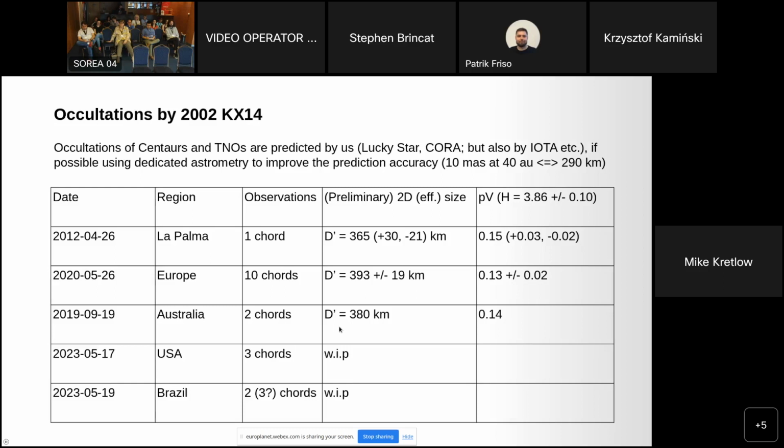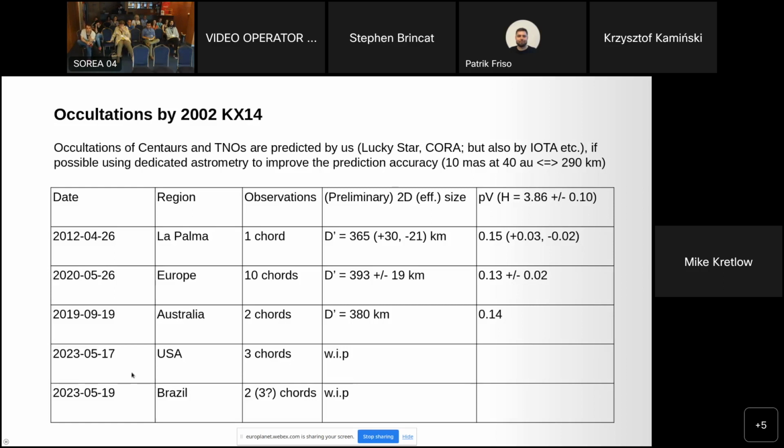And very recently, that's the reason why I'm currently working on this object, we had a couple of weeks ago 2 other occultations observed in USA and Brazil. So for at least this occultation, we can make an ellipse fit. But this is work in progress, so I have no results here.